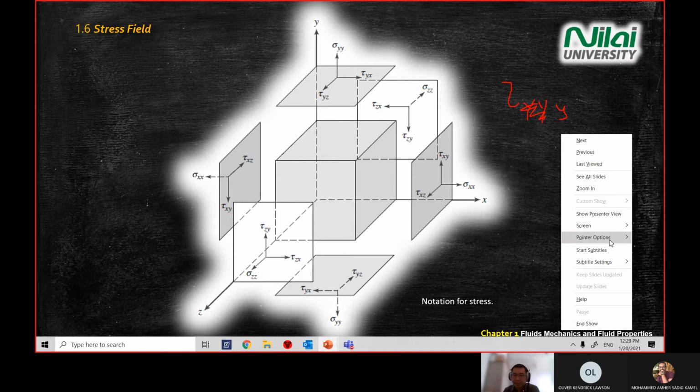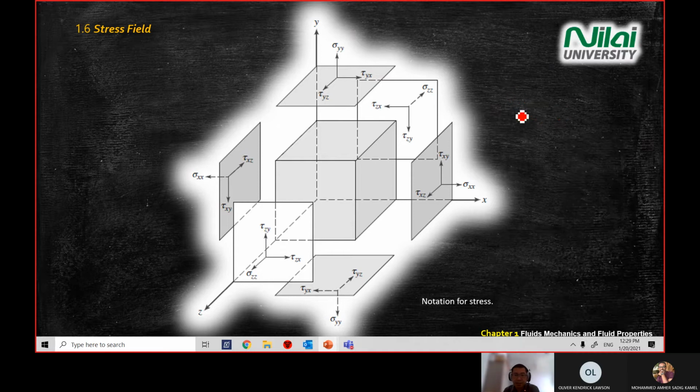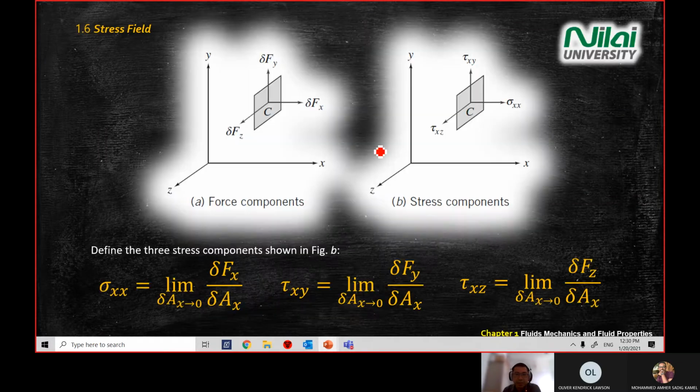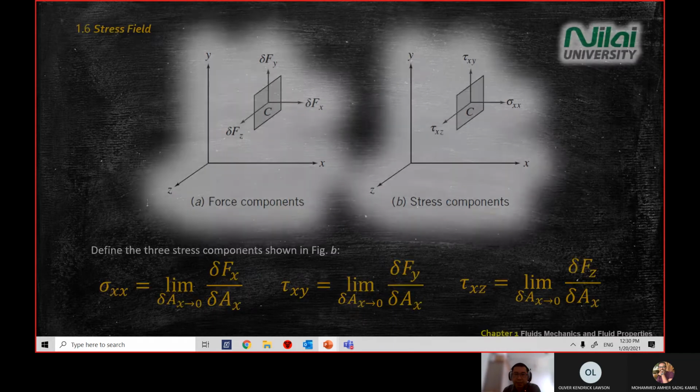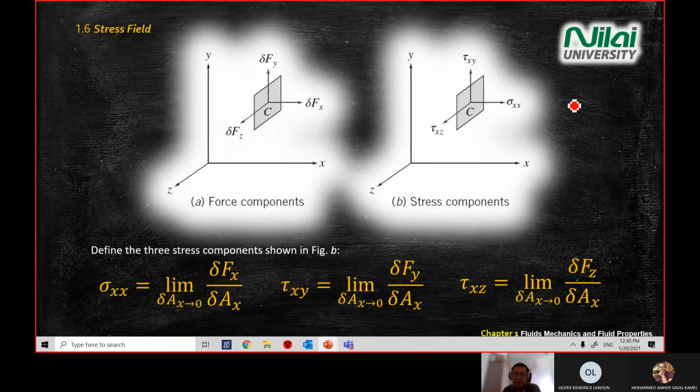Okay, another question that maybe can test you. All right, now let's test you. Okay, maybe back to the simple diagram like this. What is the value of shear stress xx? What's the value if you're referring to these slides? What do you think, and why?